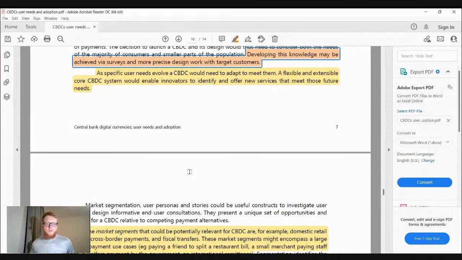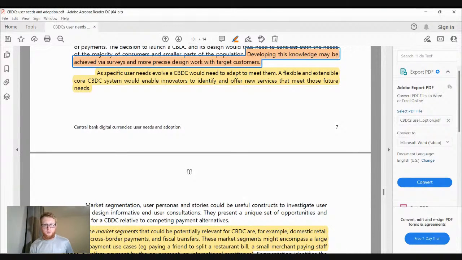To continue, as specific user needs evolve, a CBDC would need to adapt to meet them. A flexible and extensible core CBDC system would enable innovators to identify and offer new services to meet those future needs. So basically, a CBDC needs to be flexible.